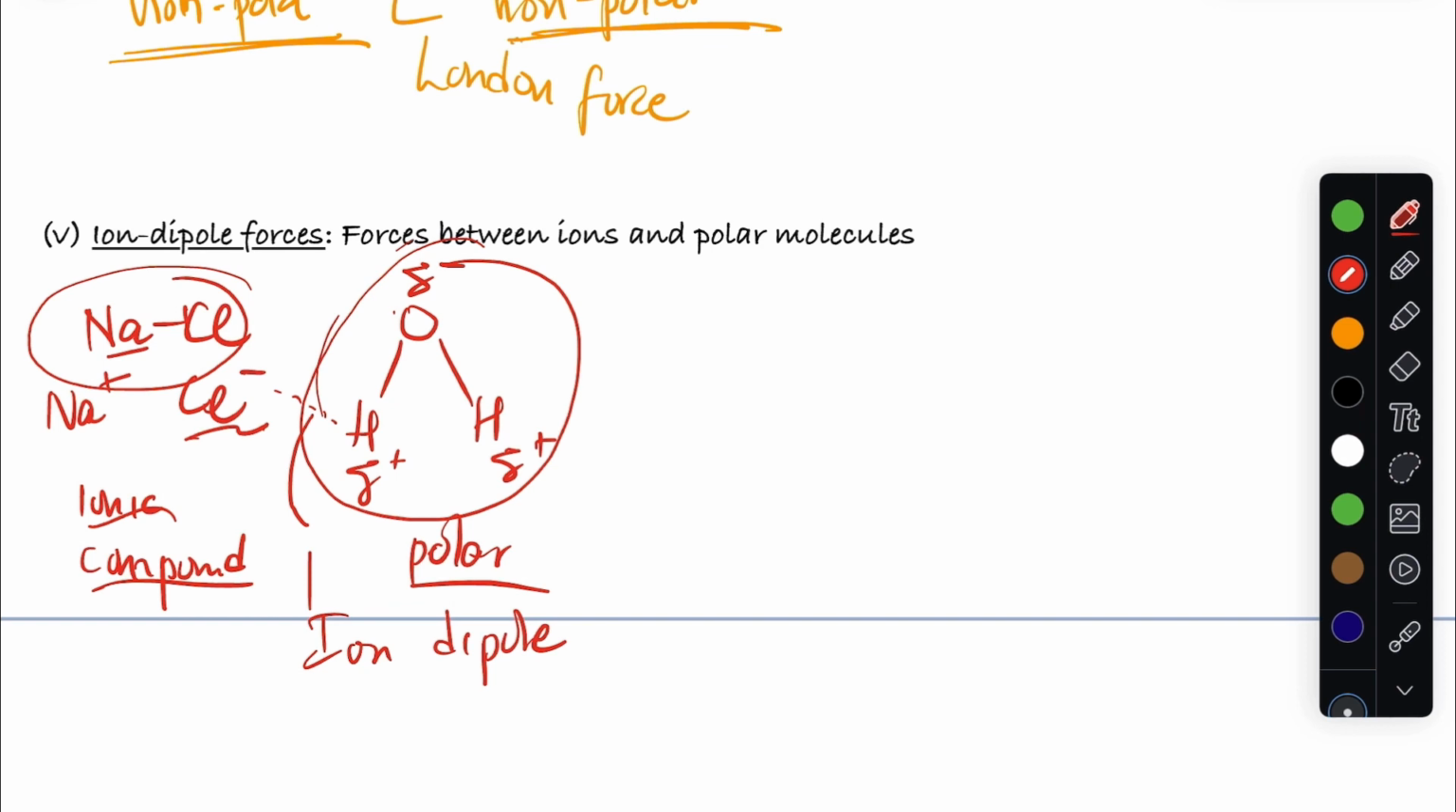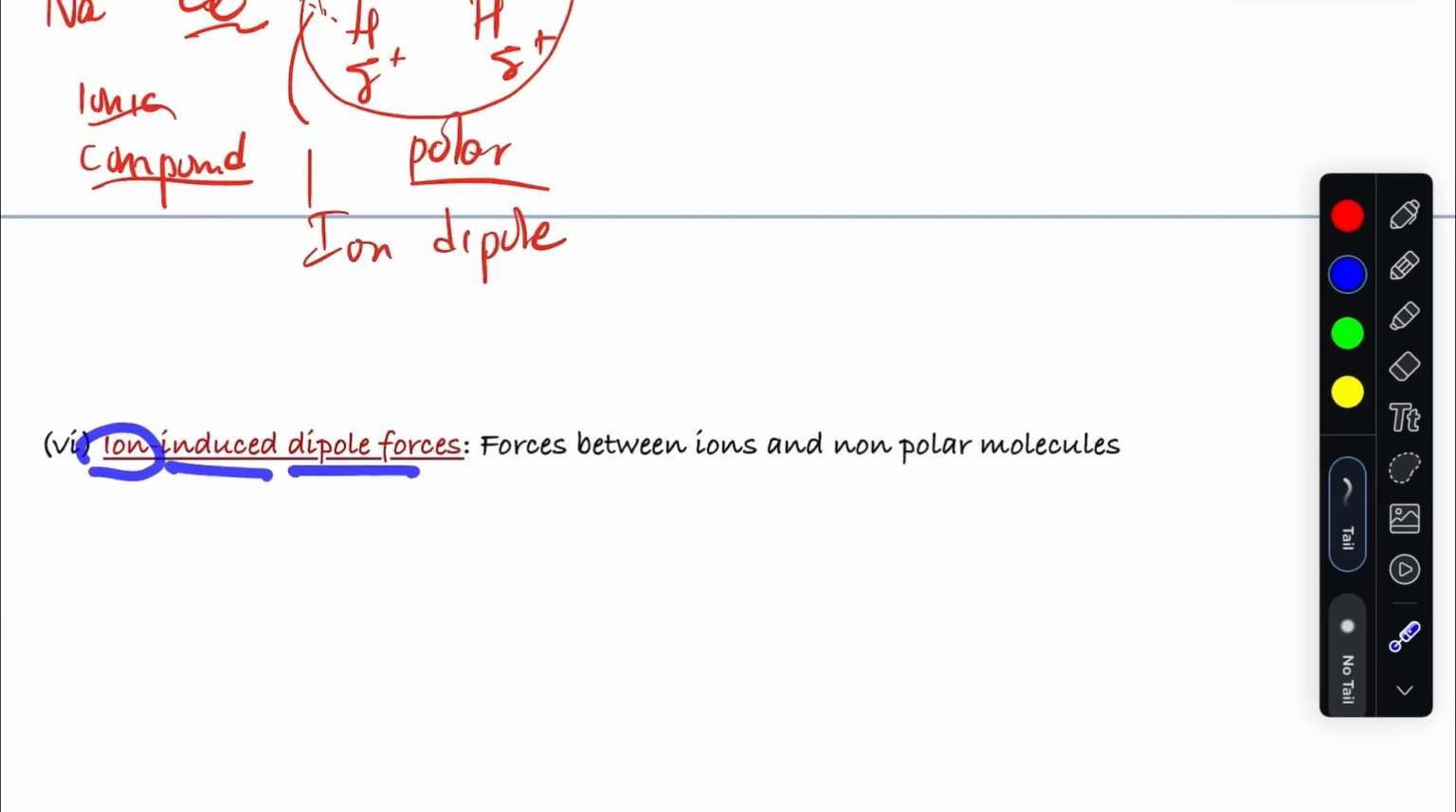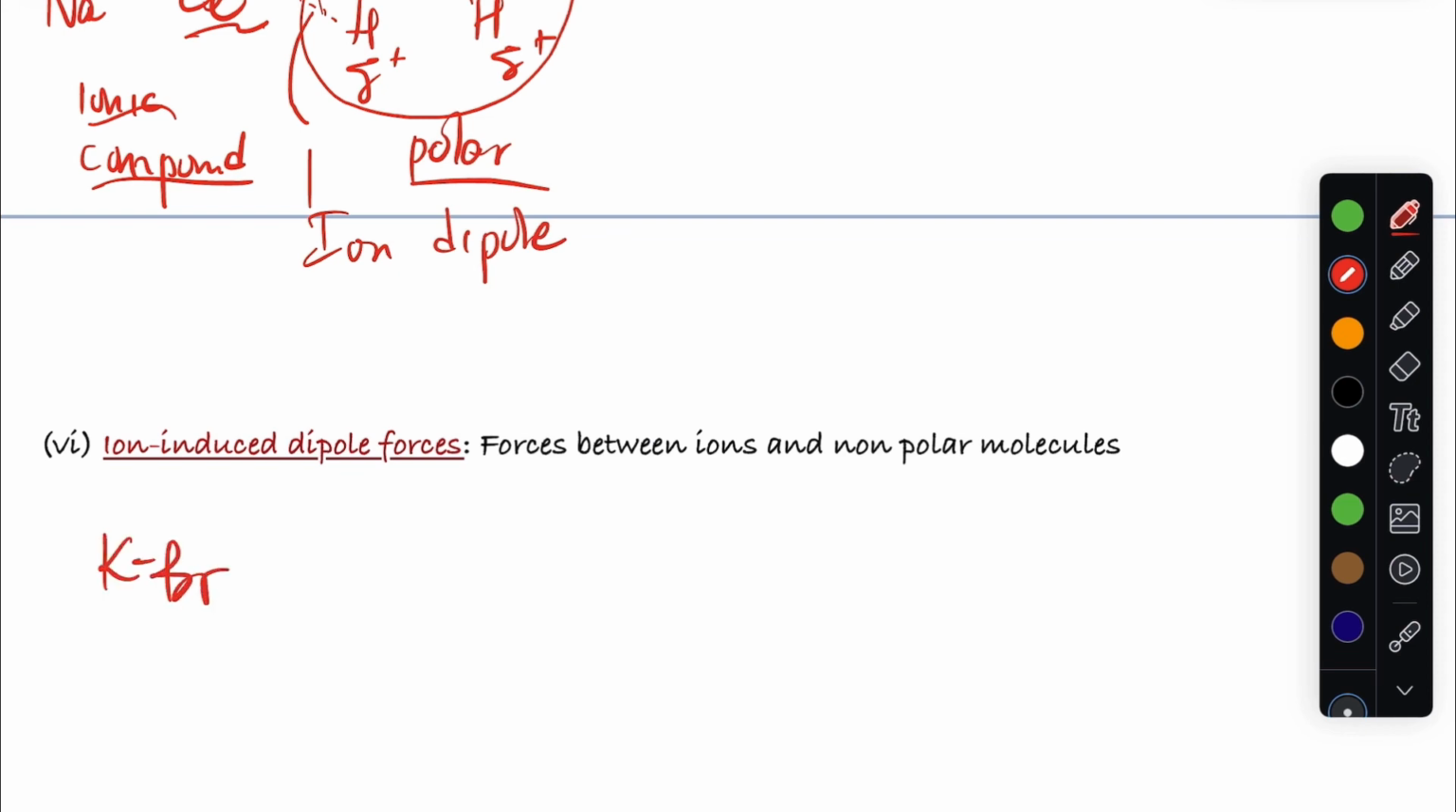Now the ion induced dipole. That means it's a force between an ion and a nonpolar molecule. So the ion will make the nonpolar molecule polar. Let's take KBr in this case. This is an ionic compound.